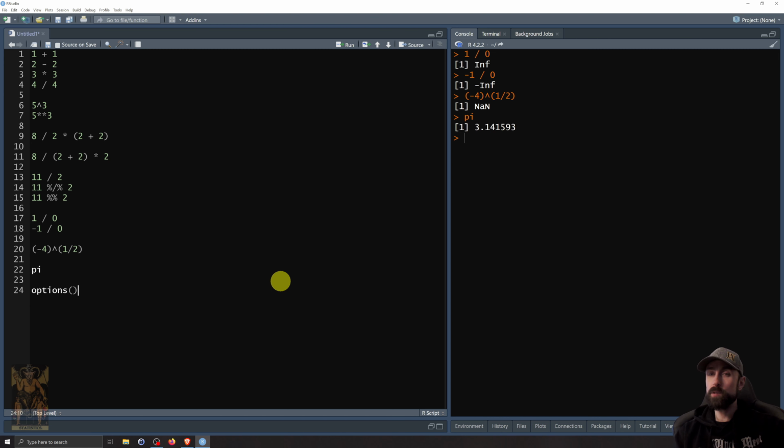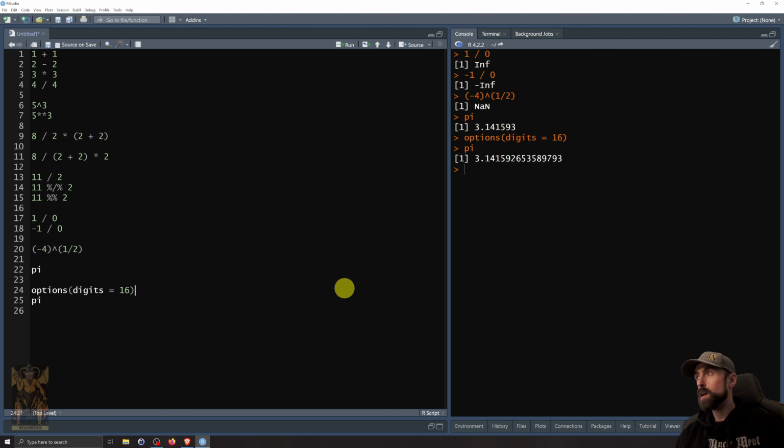You would say options, and then you would say digits, and you would set this equal to 16. So if you run that, and then you go pi, you can see you now get pi to 16 digits. Now, technically, you can set digits here to be as high as 22, but displaying the number beyond 16 digits is actually going to be inaccurate because of just limitations of 64-bit computers. So anything after 16 digits is actually going to be complete gibberish and won't be accurate.